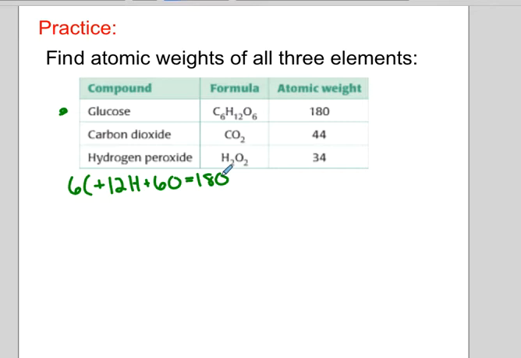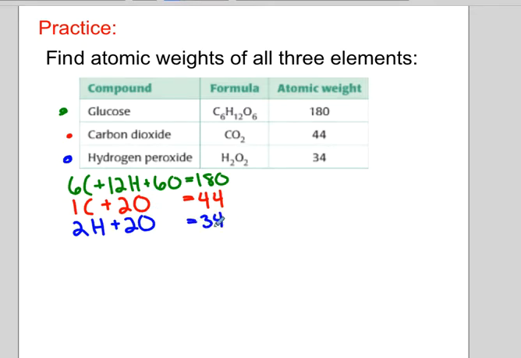Now, with a different one, I'm going to write carbon dioxide, which is going to be 1 carbon plus 2 oxygen, and that's going to equal 44. And if I want to keep them in a row, like if I want to keep this in the line, I could say plus 0H plus 2O. That's fine. It doesn't really make too much of a difference for these. And then I have hydrogen peroxide, which is 2H, no carbons, plus 2O, and that is going to equal 34 for an atomic weight.